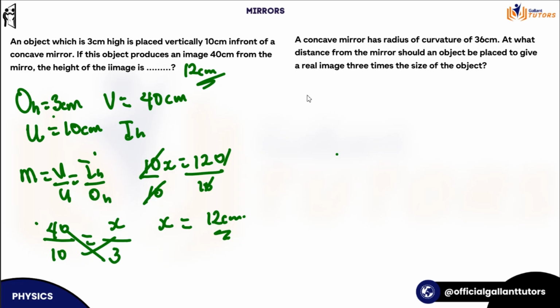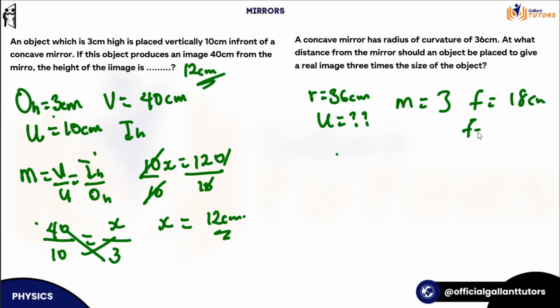A concave mirror has a radius of curvature, so r is equal to 36 centimeter. At what distance from the mirror should an object be placed to give a real image 3 times the size of the object? Alright, this is very straightforward. First of all, to get our f is what? 18. I hope that you know how I got this. You know that f is equal to r over 2. So that's how I got that 18.